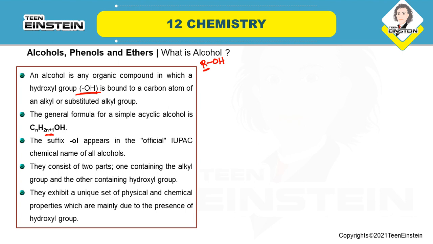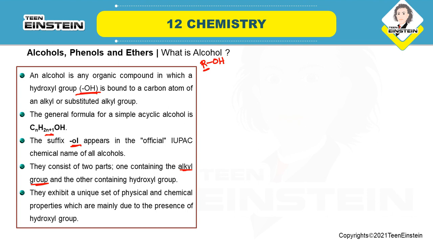Now when we discuss IUPAC nomenclature, you will see that the suffix used is OL, according to the official IUPAC chemical name used for all the alcohols. As alcohol contains an OH group attached to some alkyl or substituted alkyl group, basically alcohol contains two parts. One part is the alkyl group, that is the R group, and the other part is the hydroxyl group, that is OH, and the properties are mainly because of the presence of the OH group.